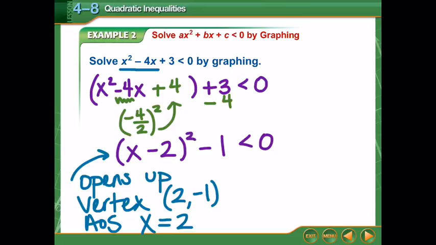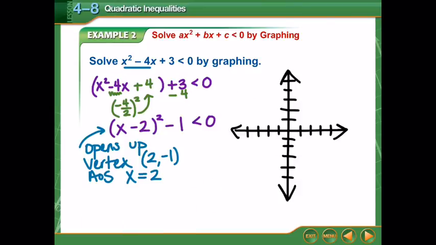Okay, so I'm going to draw my coordinate plane. Okay, so I have my coordinate plane. I'm going to start by labeling the vertex, which is at 2, -1. I know that the axis of symmetry is going to go through that point. So I'm going to draw a dotted line that goes through x equals 2.